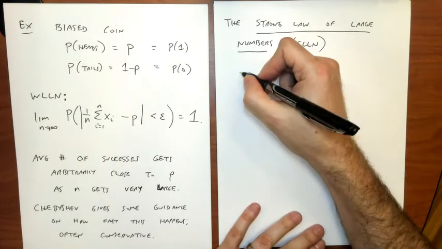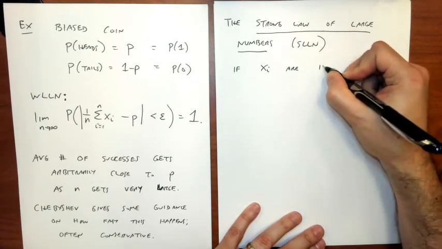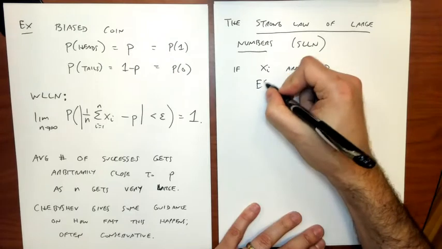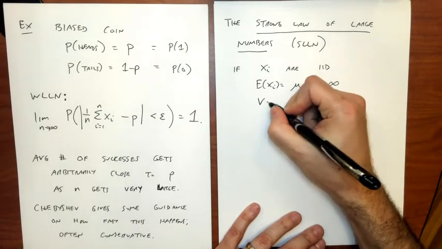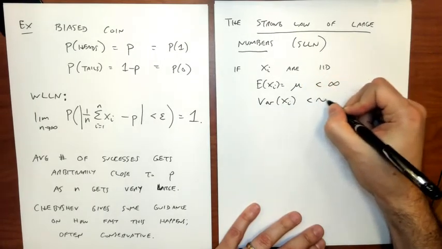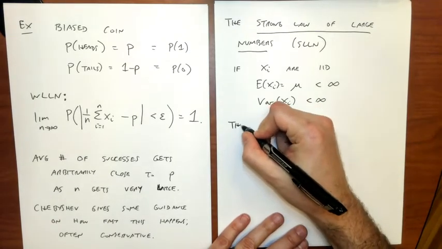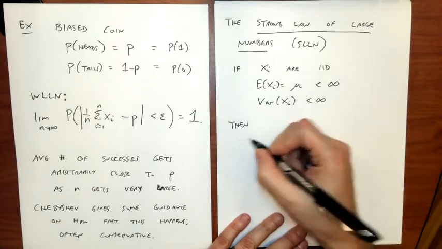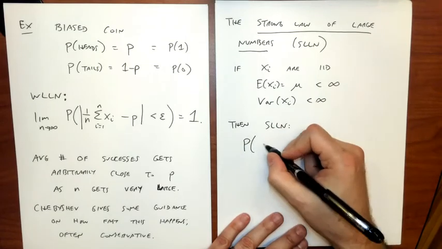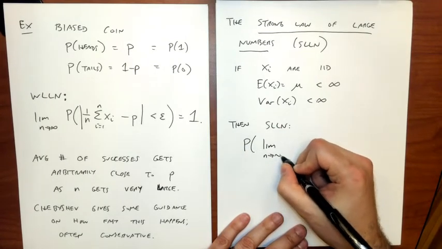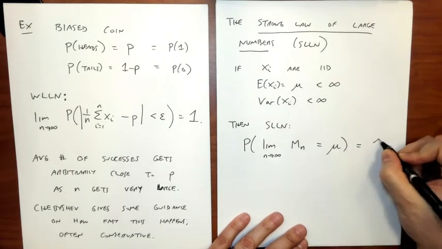So here's the setup. If the xi are IID and the expected value or the mean is finite, and also the variance is finite. We haven't done any examples where these things are not finite. Then the strong law of large numbers says that the probability that in the limit the sample mean is equal to mu is equal to 1.